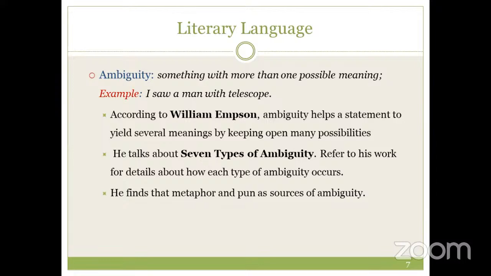Now, ambiguity, according to William Empson, helps a statement yield several meanings by keeping open many possibilities. William Empson is a person who talks about seven types of ambiguity. You can refer to his work. Let me check the page number and tell you, because seven types of ambiguity is a question often asked in your examination.